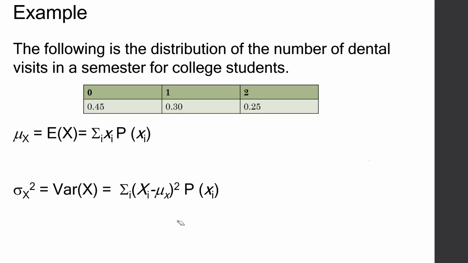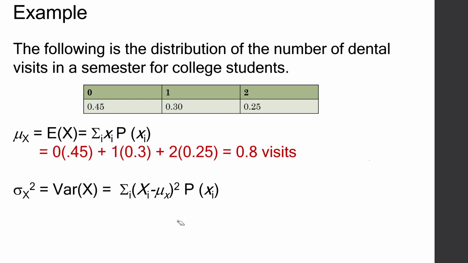For example, if we have the distribution of the number of dental visits in a semester for college students, pretend like you can only go 0, once, or twice, we're going to assign a probability of 0.45 for 0 visits, 0.3 for 1 visit, and 0.25 for 2 visits. So let's calculate the expected number of visits in a semester. And that would be taking each possible value times its probability. So 0 times 0.45 plus 1 times 0.3 plus 2 times 0.25. Work that out on your calculator and it comes out to be 0.8 visits.